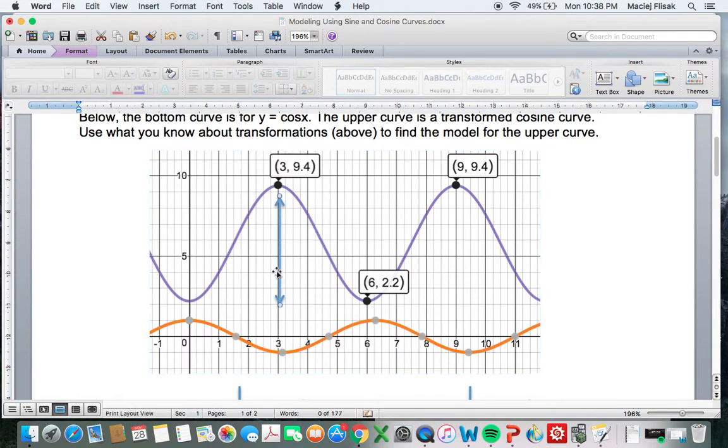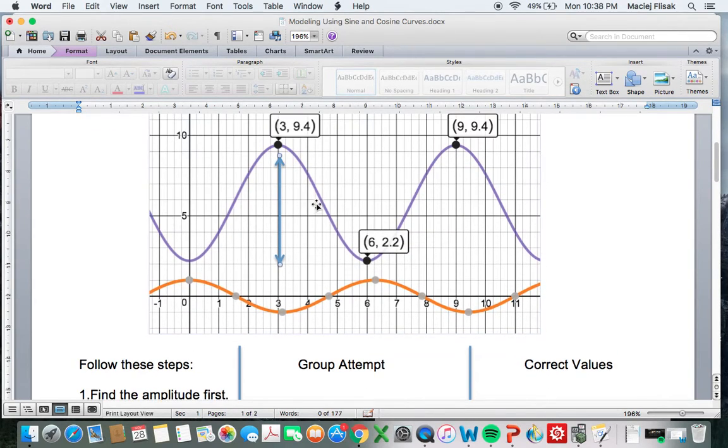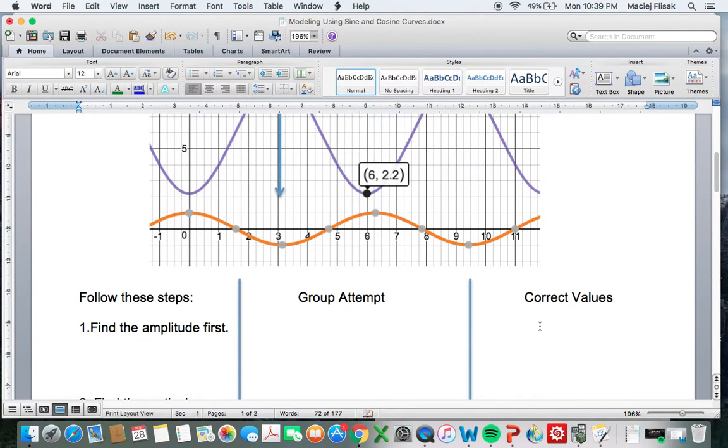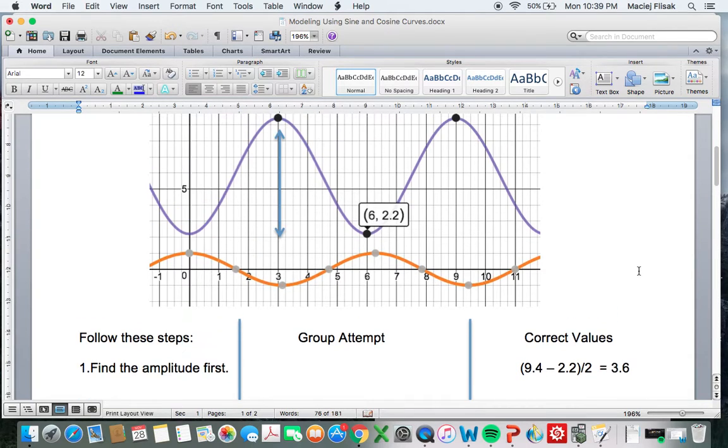So the entire height is 7.2, but remember the amplitude is not the entire height, it's only from the center line to the top. So if the whole thing is 7.2, then half of that must be 3.6, so the amplitude must be 3.6. The way to actually calculate that: you should do the upper value minus the lower value, and then divide that by 2. So in this case, that gives us 3.6. Again, you're finding the distance between the upper and lower, and then dividing by 2 because the amplitude is only considered to be half of that.